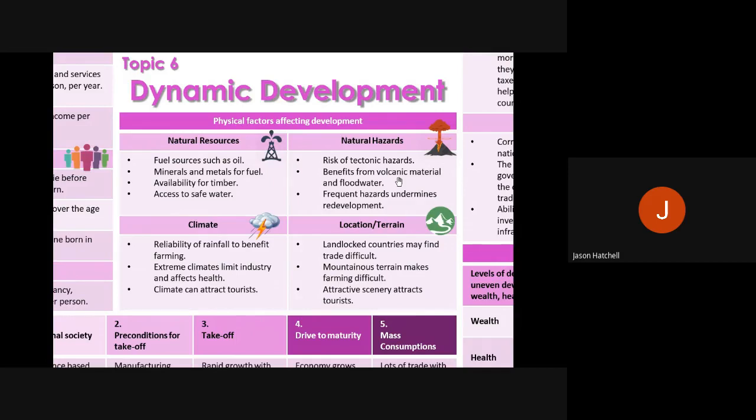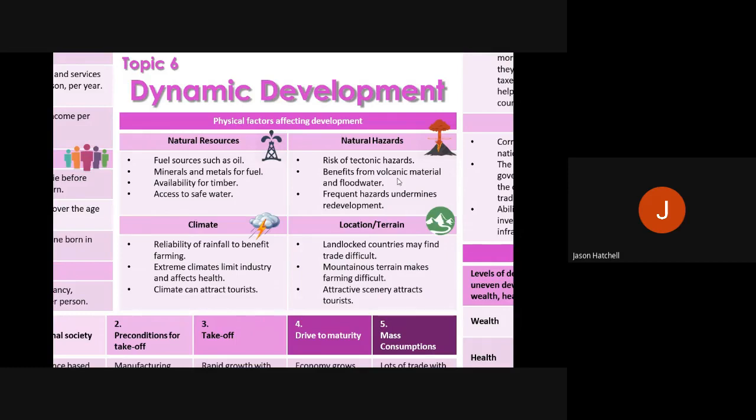So if there is a risk of tectonic hazards like earthquakes or volcanoes, then it might restrict the country's ability to develop really well. If you think about Haiti, and that's one of our case studies for global hazards back in your first topic of year 10, that's one of the ways in which Haiti has struggled to develop over time. But it also can benefit from volcanic material and flood water, because we know that the ash from a volcano has good chemicals in it for soil, which helps the growth of crops on farmland. So that can also be beneficial.